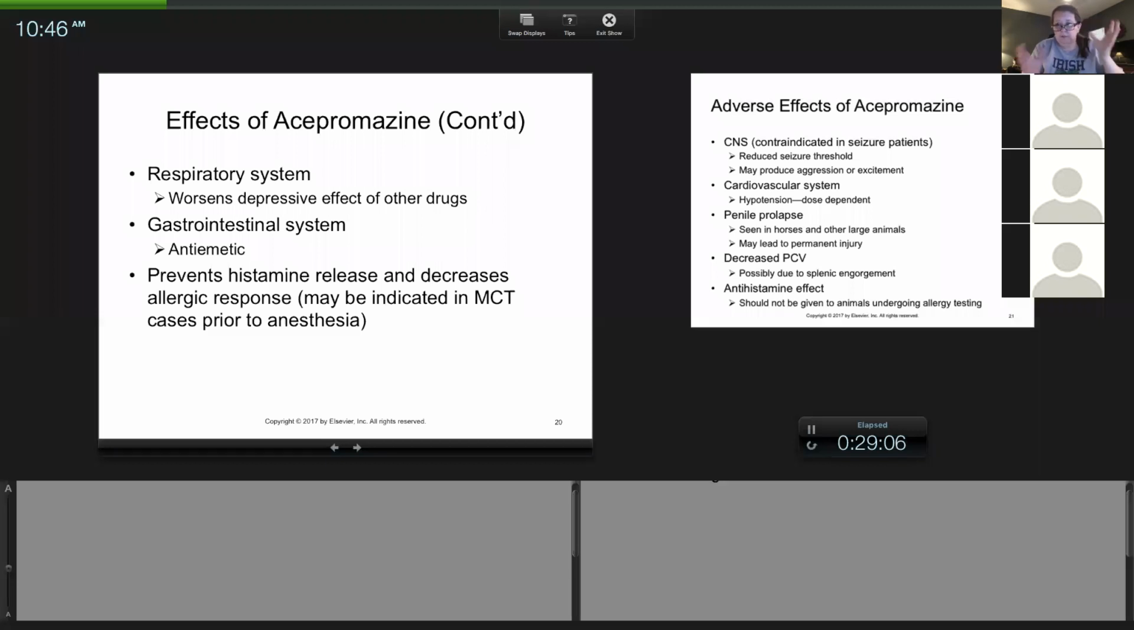Now, I will tell you, now that Cerenia is on the market and Cerenia is so popular, most of the time, if we have a client that said, my dog throws up in the car, they're anxious in the car, most of the time they're given Cerenia now. But we used to prescribe acepromazine for car rides because it'll calm the patient and it has some anti-emetic, which is, emetic is vomiting, so it has some anti-vomiting properties.